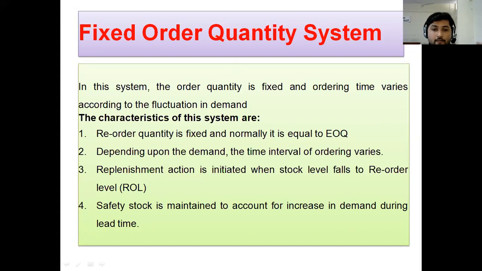So in that time period, if you don't have a buffer stock or a safety stock, you will not be able to fulfill the customer's demand. So this safety stock is maintained. During the lead time, if you receive more orders, you can use that particular safety stock. So safety stock is maintained to account for the increase in demand during the lead time.